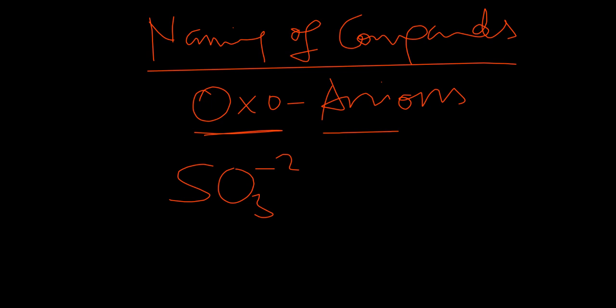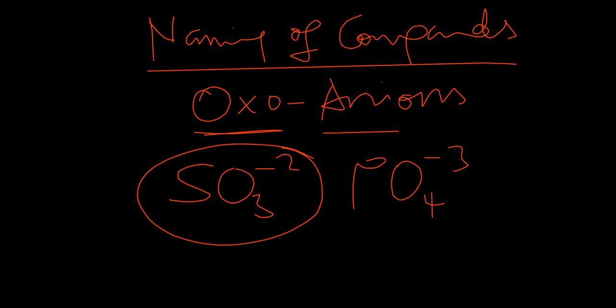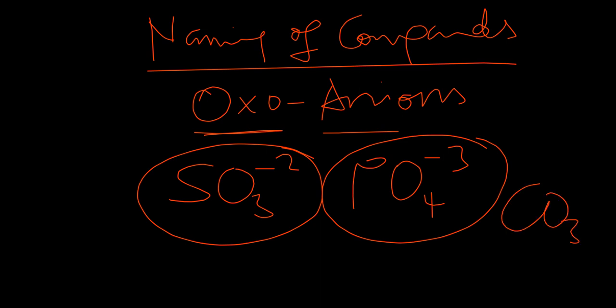A very good example is SO3 minus 2. Another example is PO4 minus 3. Another example is CO3 minus 2. So these are all examples of oxo-anions, and we're going to learn about how to name them. First, we'll look at the steps involved.